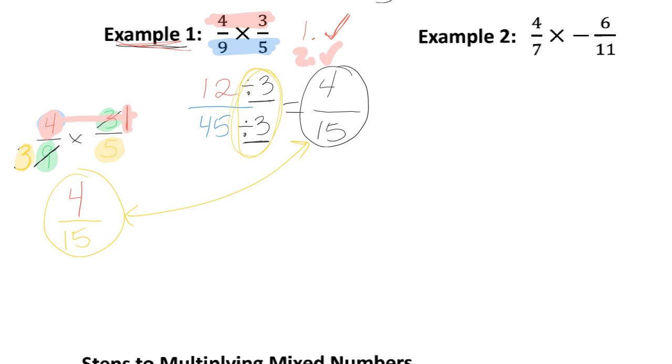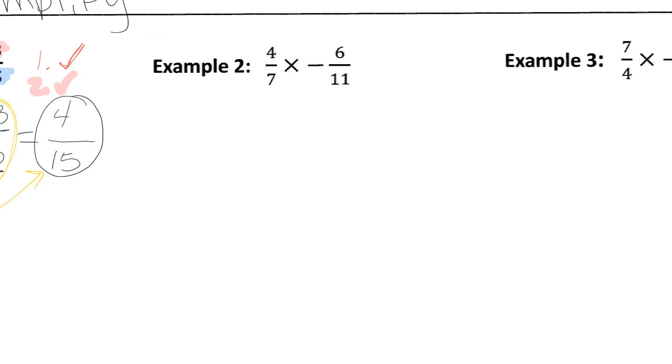Okay, but just make sure if you don't use cross products that you're simplifying it at the end. Okay, let's look at example 2 then. So we have 4/7 and 6/11. Okay, so my first thing, are they both simplified? 4/7, that's simplified. 6/11, simplified.